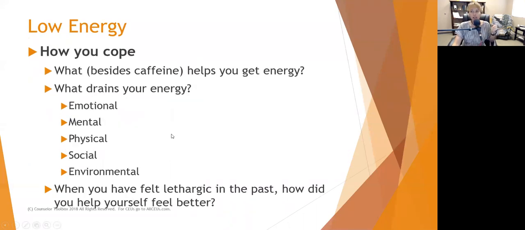So how do people cope? What besides caffeine helps you get energy? For some people, they get up and do 10 push-ups, and that gets their oxygen flowing and they feel a lot better. Other people go on a walk. Some people will do deep breathing exercises. Some people take a cold shower. Whatever it is that can jolt you into energy, we're going to go with.